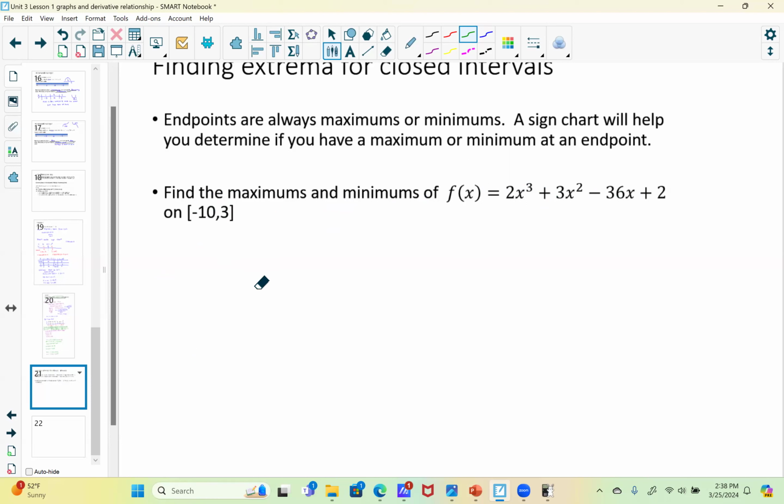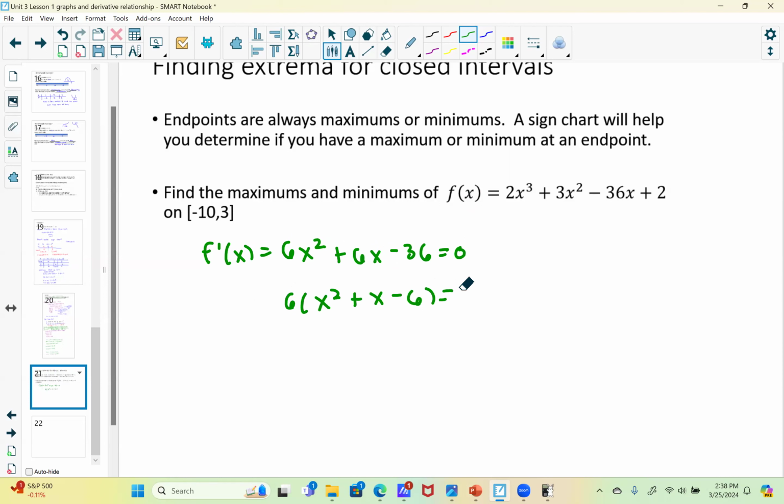So we do the first derivative test anytime we're trying to find max or mins. It's the same process. So we, again, first take the first derivative. So this one is 6x squared plus 6x minus 36, and I'm going to set it equal to 0. First thing I look for is a GCF. I can factor out a 6. So I get x squared plus x minus 6 equals 0. And then I'm going to see if I can factor this, and I can.